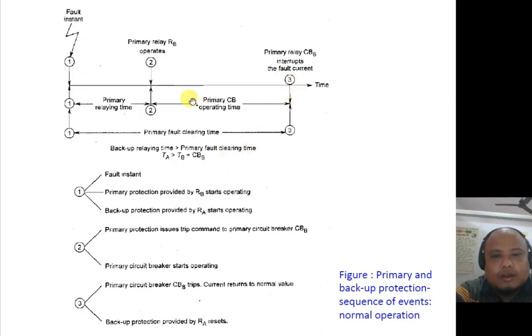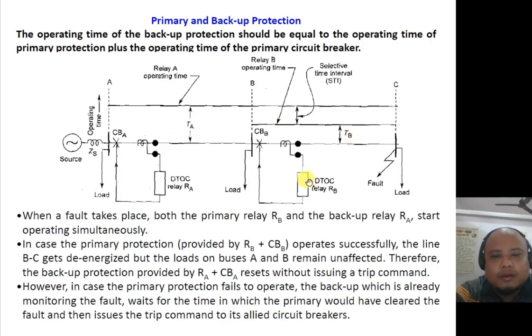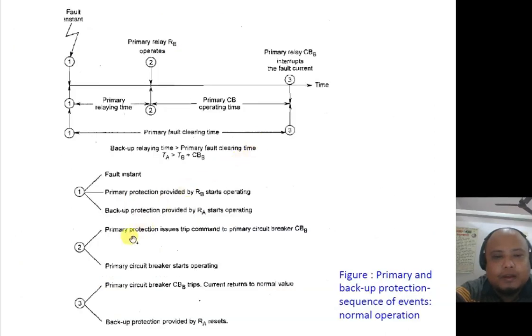as soon as it receives the trip command from its associated relay, it will start its operation and it will take some time to complete its operation. That is the operating time of this circuit breaker. So after the operating time of primary circuit breaker is complete, it will trip and current will return back to normal value as soon as the faulty section is disconnected at instant 3.